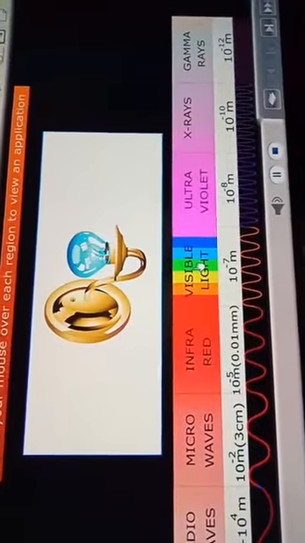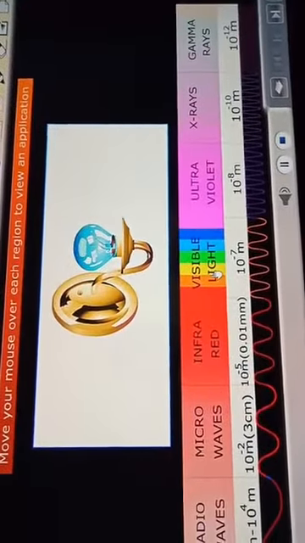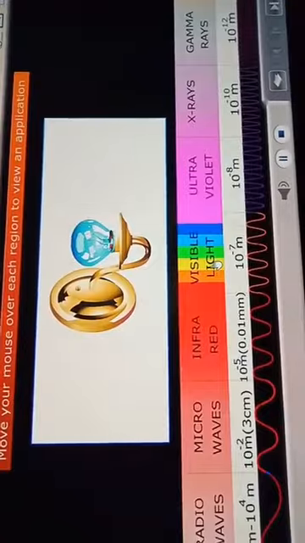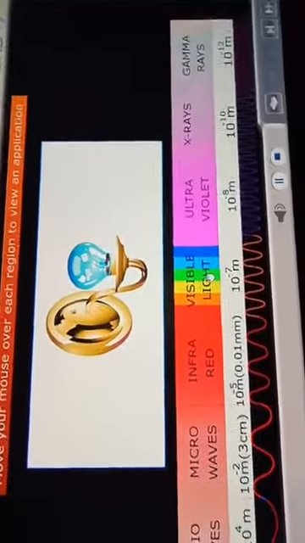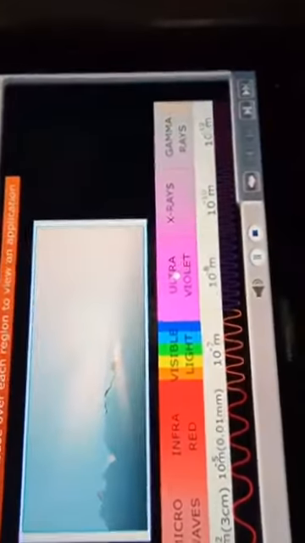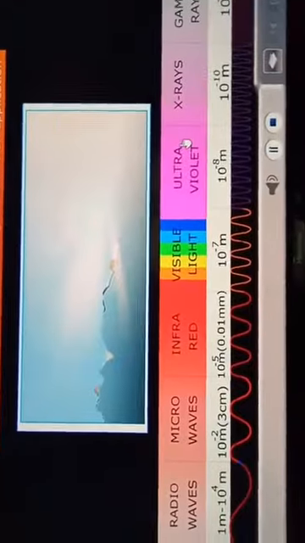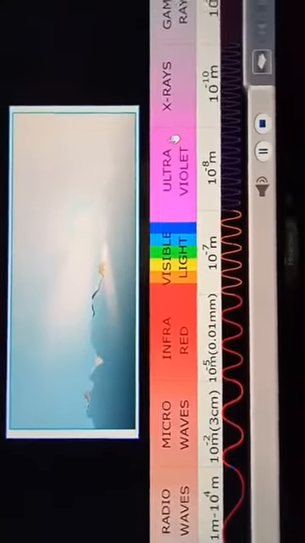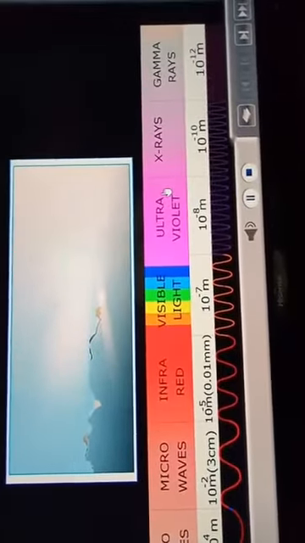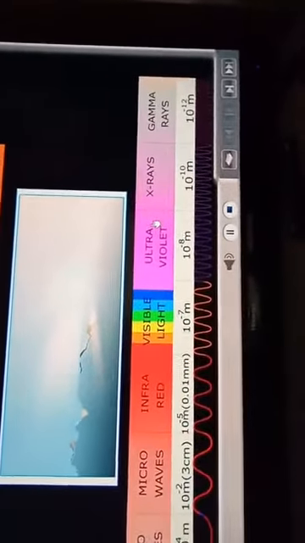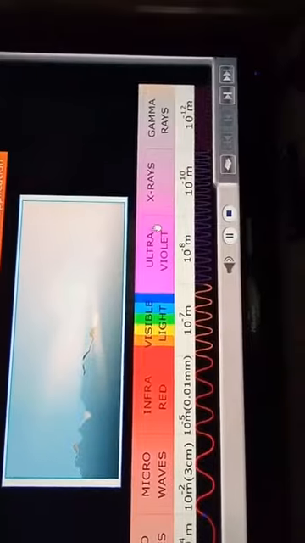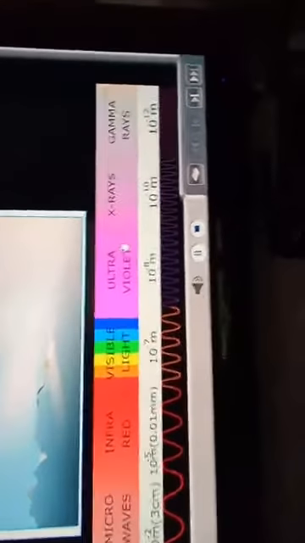Then we have the visible light. All of you are aware, it's the one that we use to see, that animals use to see, and that plants use to make food through photosynthesis. Then you have ultraviolet rays. Majorly they are used as a disinfectant in water production and other places where we disinfect.